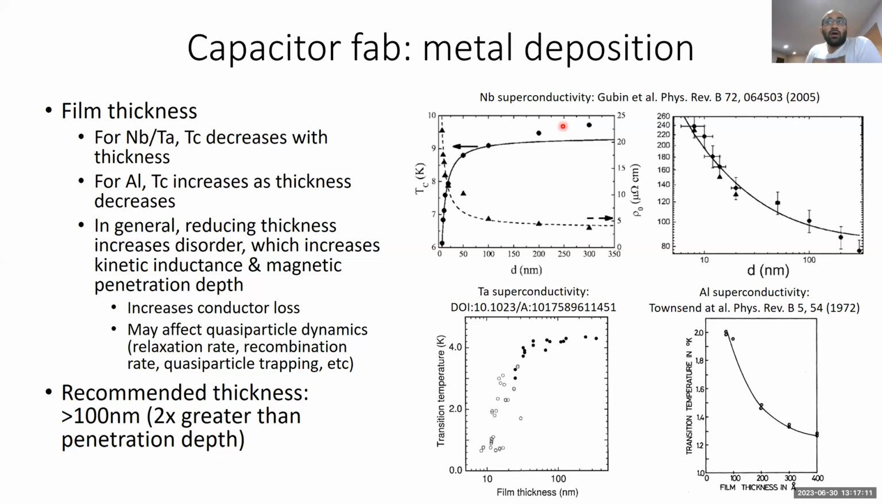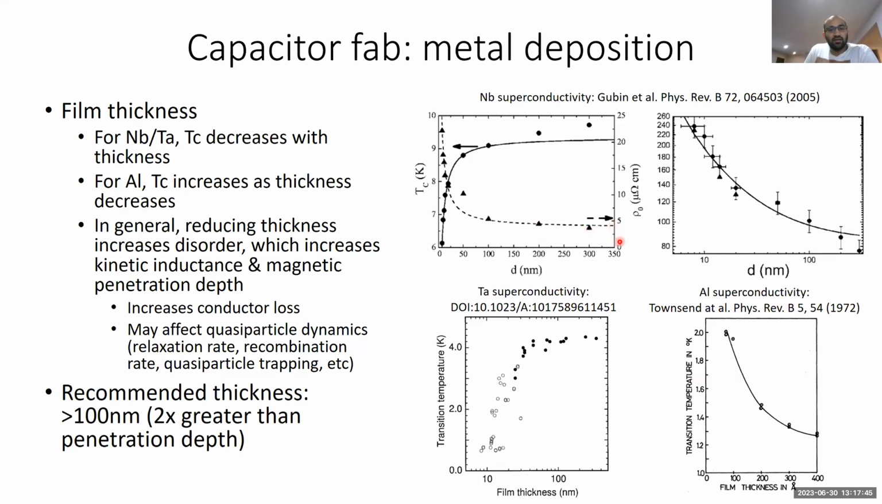But for aluminum, on the other hand, if you decrease the thickness of your film, the TC actually increases. And this, to my knowledge, is something that's pretty unique with aluminum, in that if you decrease the thickness or you do anything else that increases the film disorder, the TC ends up being higher. Granular aluminum, for example, is sort of an extreme form of this. But in general, reducing thickness increases disorder, which is in the case of tantalum and niobium.